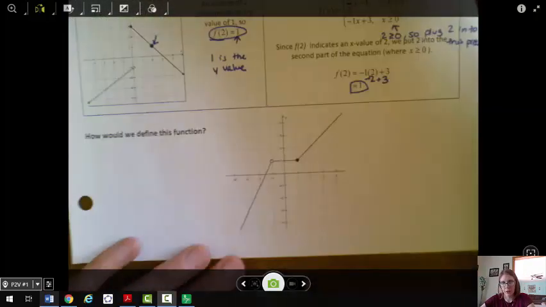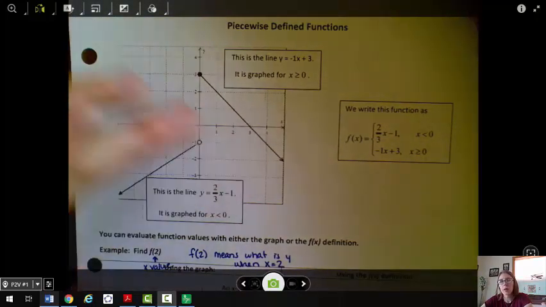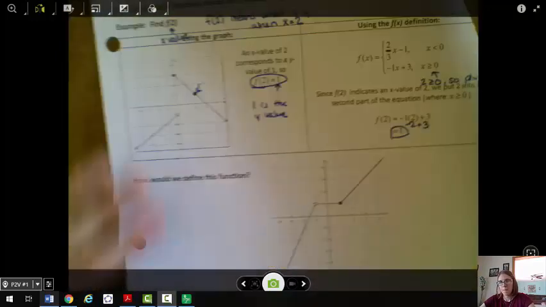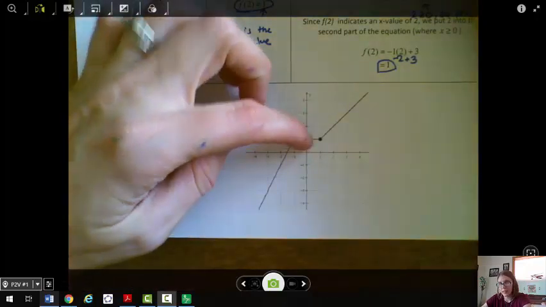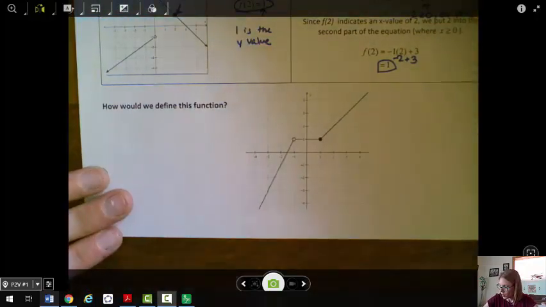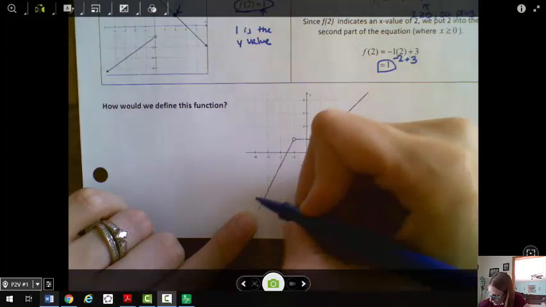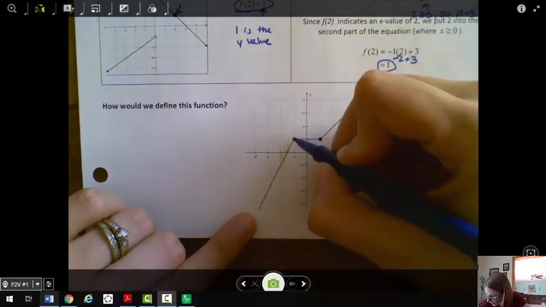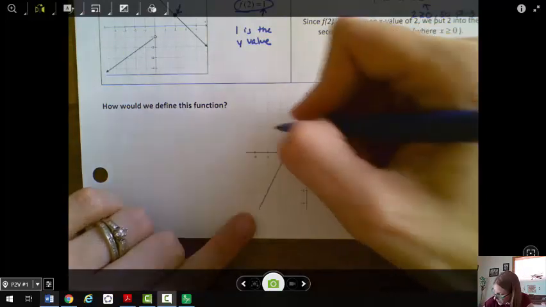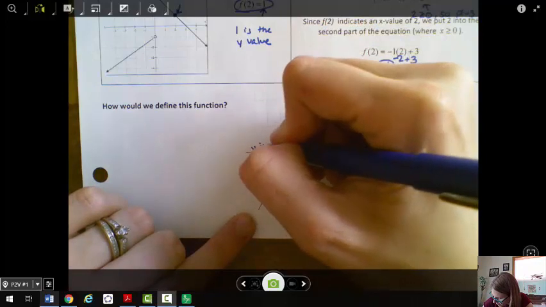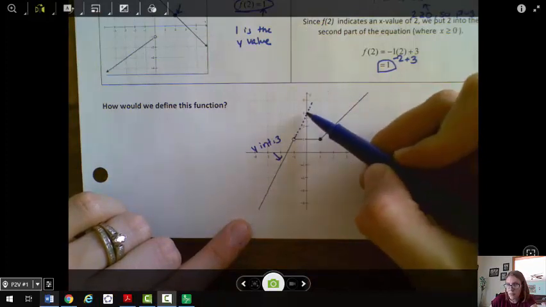All right, so another example here. At the top here, the equations for these lines were written for us. Down here, we're going to write the equations of, looks like we have 3 pieces to our graph here. All right, so let's take a look at this line first. This line, if I continue it, would have a y-intercept of 3. That graph is going to cross the y-axis at 3.